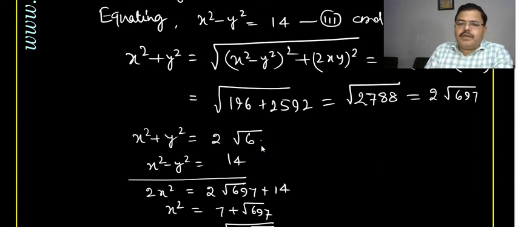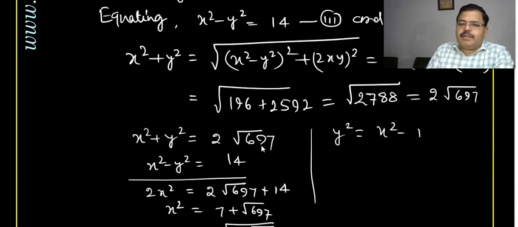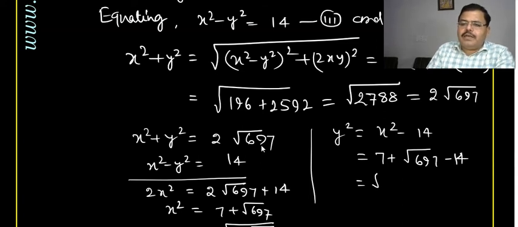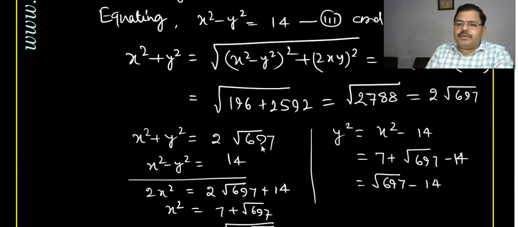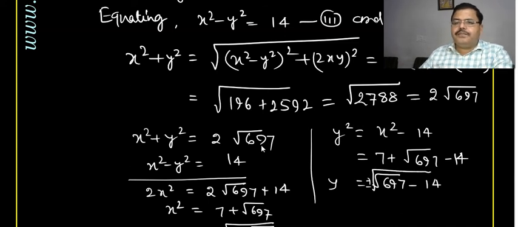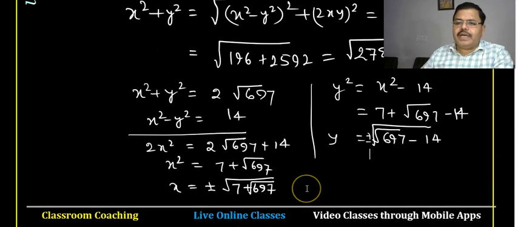Okay, why should I do this? Whatever is given, we write it, and accordingly we put the value of this in y. y square is equal to x square minus 14, so that would be (7 + 6√7)² minus 14, so that will be √697 minus 14, and using this y is equal to plus minus under root this. So putting the value in 1, you will get the answer accordingly.